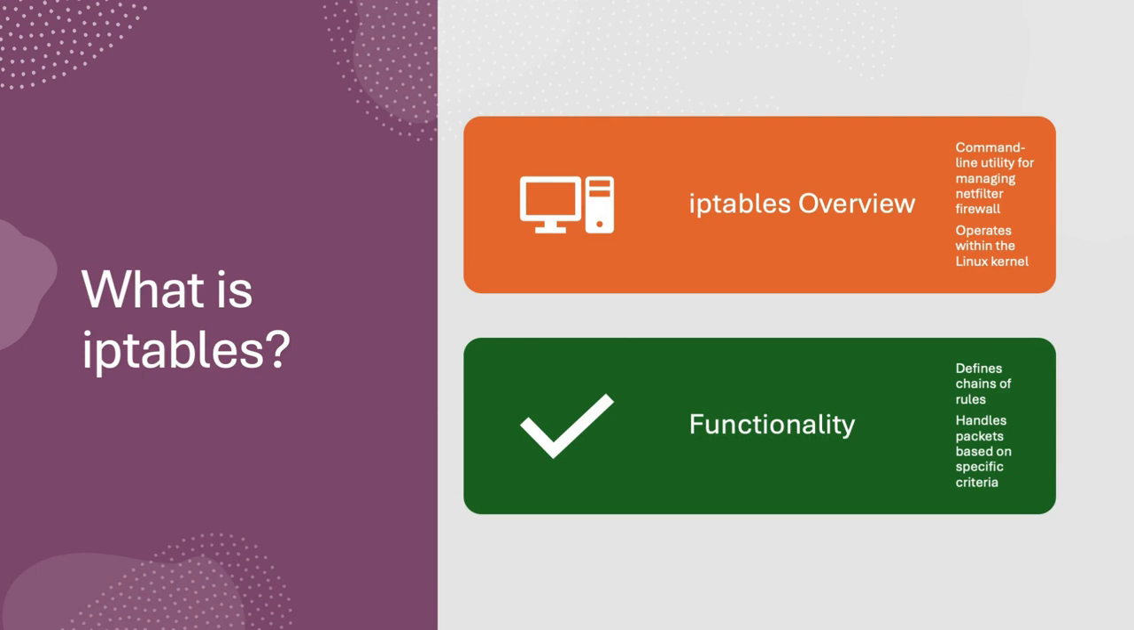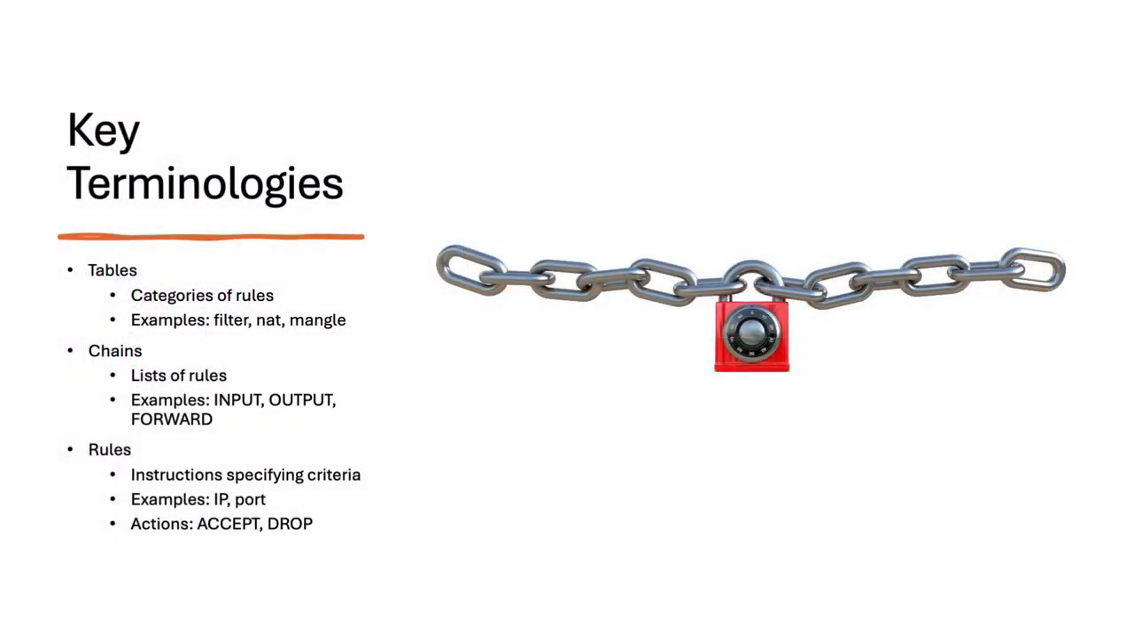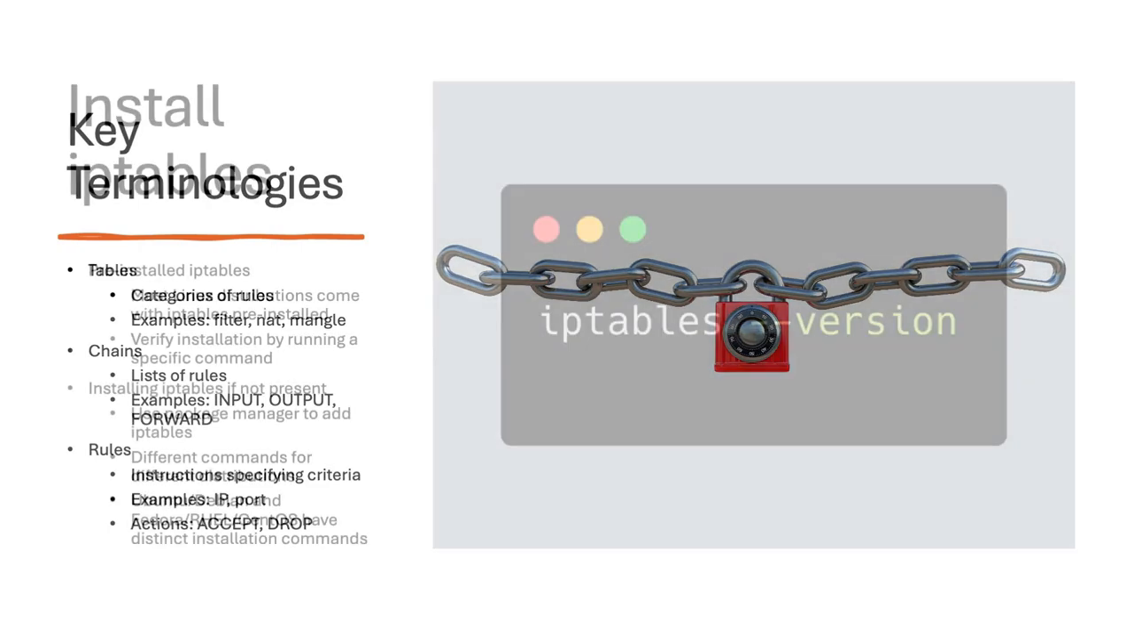iptables is a command line tool used to manage the NetFilter Firewall in the Linux kernel. It defines chains of rules to handle packets based on specific criteria. In networking, tables categorize rules such as filter, NAT, and mangle. Chains are lists of rules including input, output, and forward. Rules specify criteria like IP and port and actions like accept or drop.